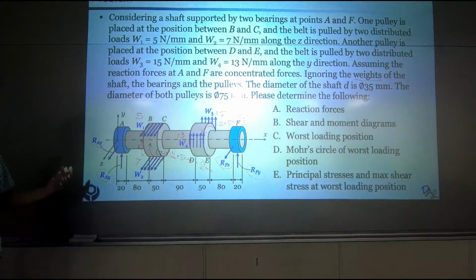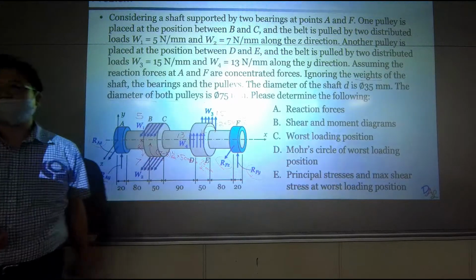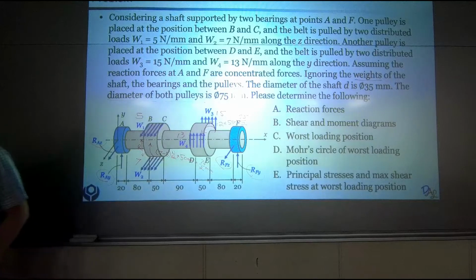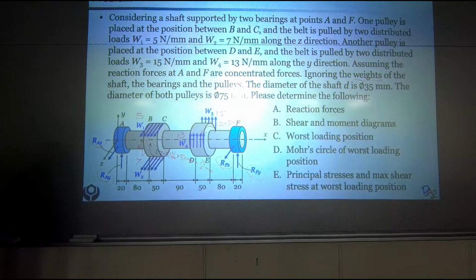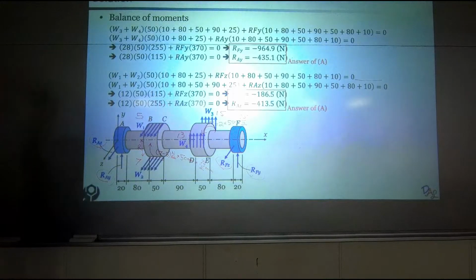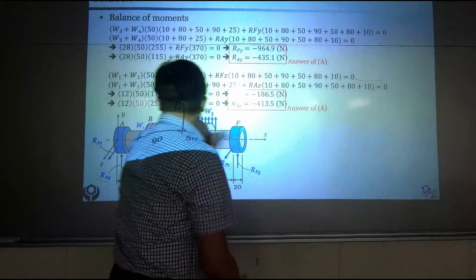So what are balancing with the reaction forces? Those four, the pulley forces, okay? So that would be pretty easy. We can move on to the next slide. It actually gives you everything that you need.